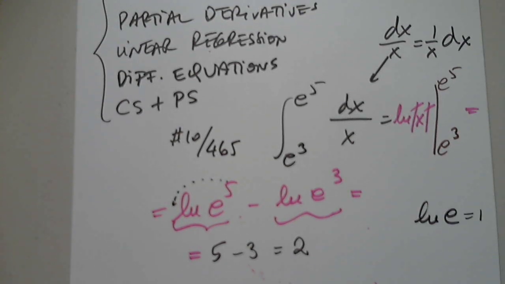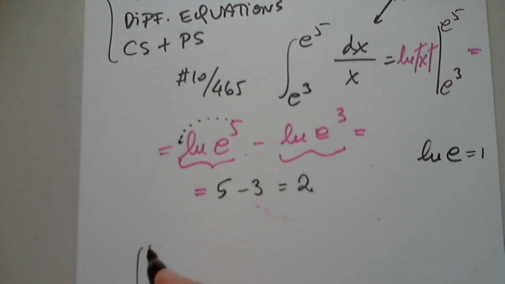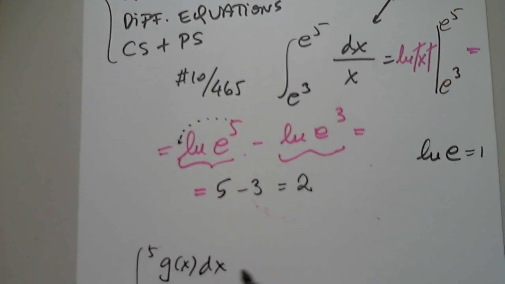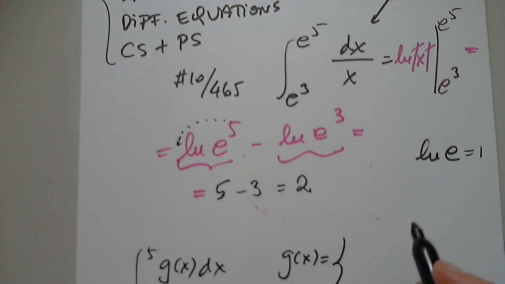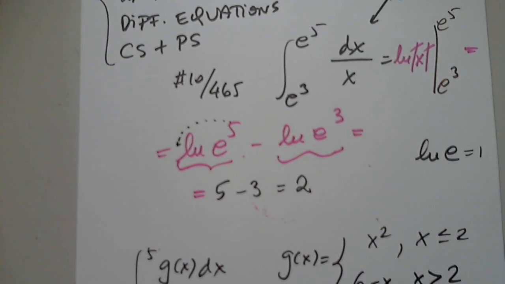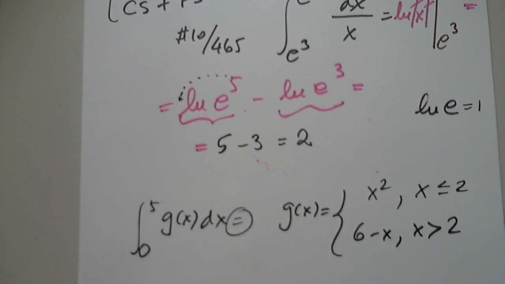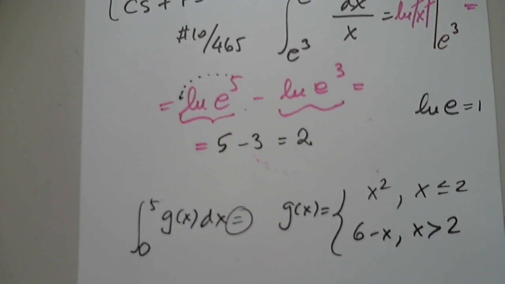Okay, so let's look at number 11. In number 11, they're asking us to find the integral from 0 to 5 of g of x dx. And g of x is given to us as x squared for x less than or equal to 2, and 6 minus x for x greater than 2. We had a similar problem last time when we reviewed for test 3. How do I determine this integral? Anyone would like to give us an idea?